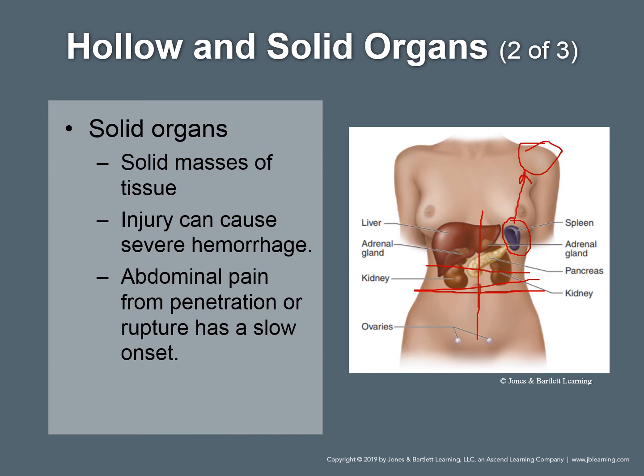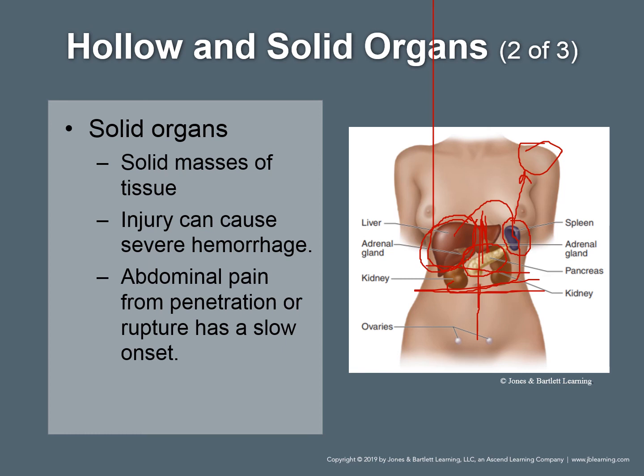So your liver is mainly in your right upper quadrant. There's a little piece over here in your left upper quadrant, but the largest part of your liver is in your right upper quadrant. It will kill you from bleeding to death. Your spleen will kill you from bleeding to death. Your kidneys are also full of blood. Your pancreas is a hollow organ. Injury to your pancreas can cause massive blood sugar shifts, and it can also cause some bleeding.